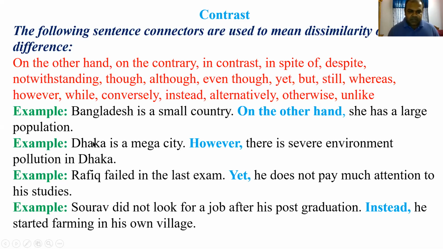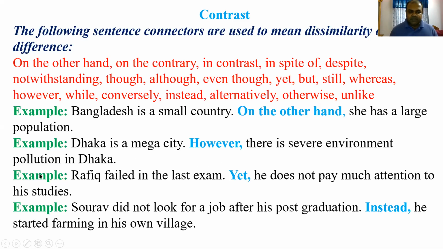Another example is Dhaka is a mega city. However, there is severe environment pollution in Dhaka. Dhaka is a mega city. A mega city is supposed to prevent environment pollution. In spite of being a mega city, Dhaka city has been unable to prevent environment pollution. For this reason, we have used the sentence connector however. Here we find two sentences opposite in ideas. For this reason, we have used the sentence connector however.